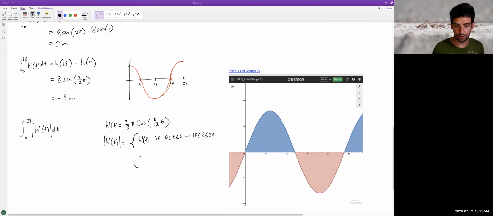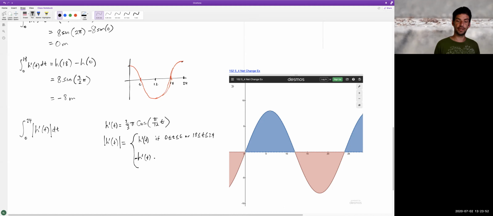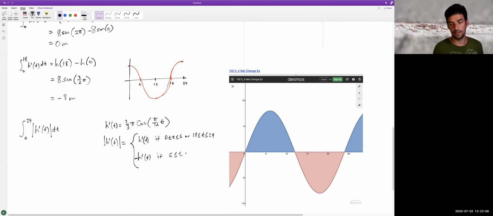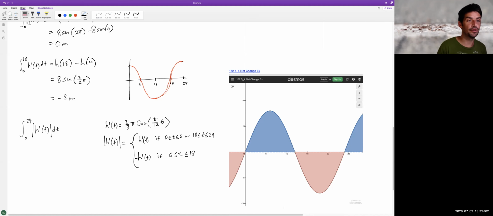And then when t is negative, how does it make it positive? It just multiplies it by a negative. And this is going to be for t between 6 and 18. Oops, I got to get rid of those, or equal to. It can't be both of those.